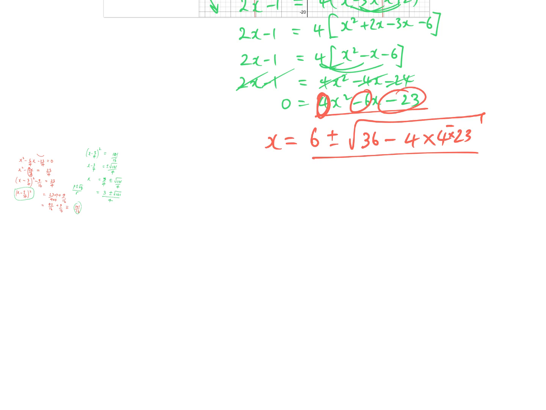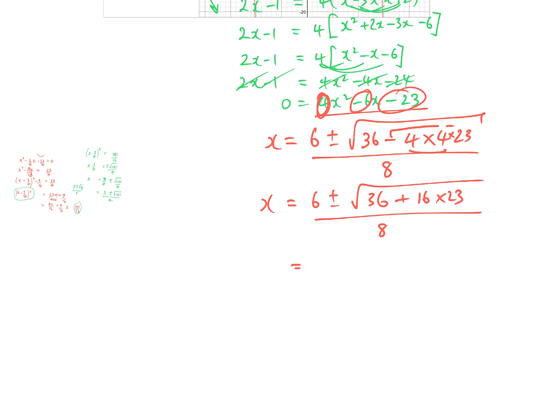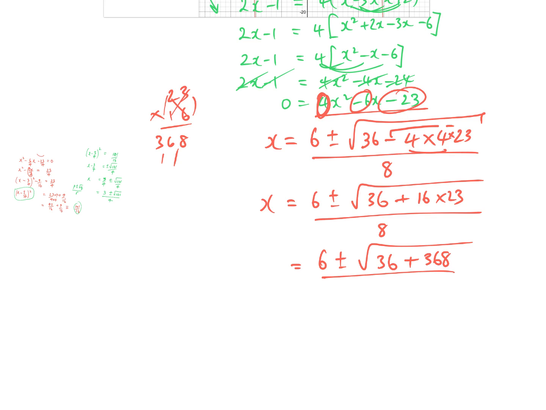all over 2a, which would give me 6 plus or minus 36. Be careful, minus times the minus would give me a plus. 4 4s are 16 times 23, all over 8. So we'd have here 36 plus, well, 23 times 16, you can use your calculator, and I'm going to get 368. And then here we'd have 6 plus or minus 368 and 36. Well, that gives me 404.